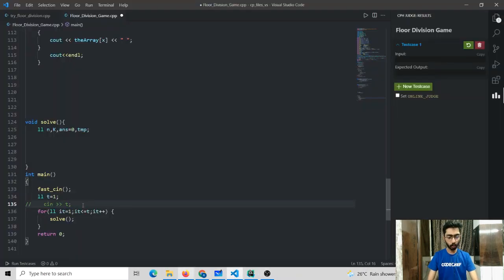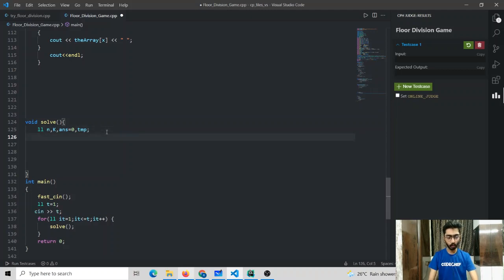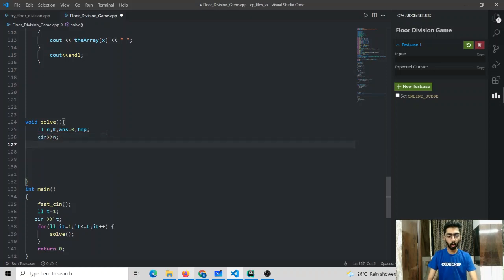First, we need to take the total number of test cases. After that, we need to take the total number of elements as our input. After we take all the elements, we need to find the Grundy number of those n elements. But how are we going to find the Grundy number of those n elements? We can write a function Grundy, which takes a state as its input.